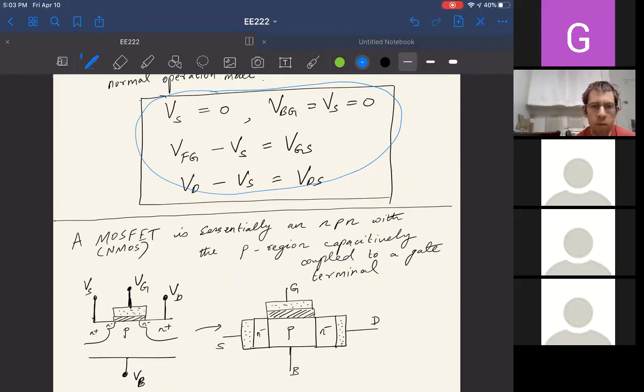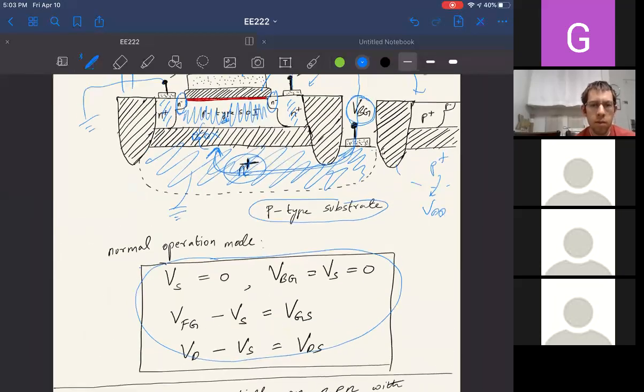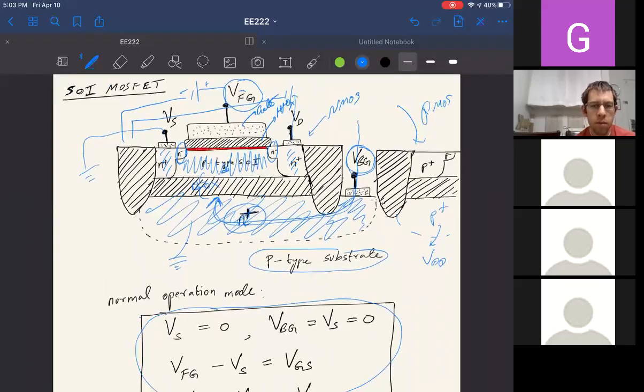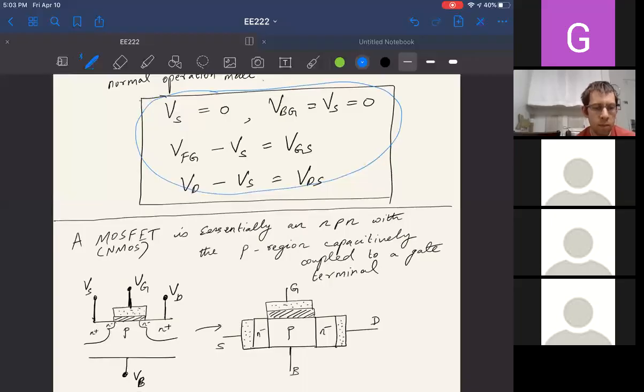What is FG? Oh, that's the front gate. This is FG, front gate, and back gate. Okay, thank you.